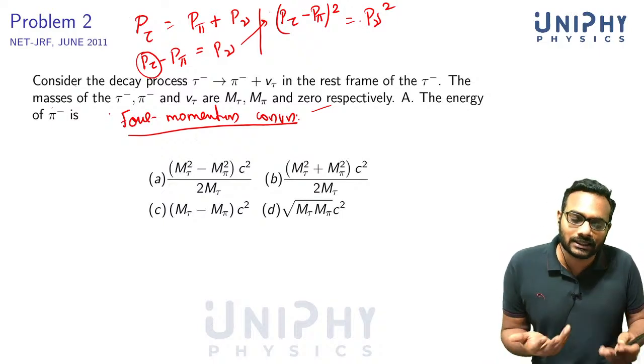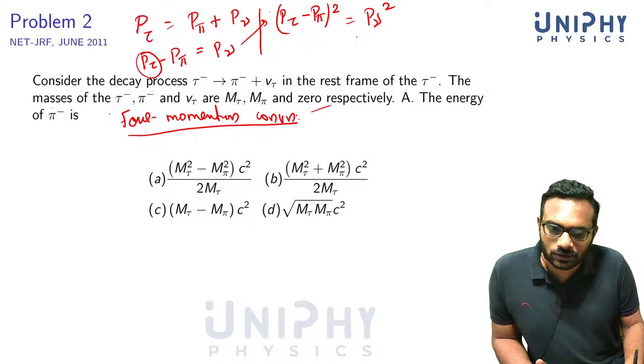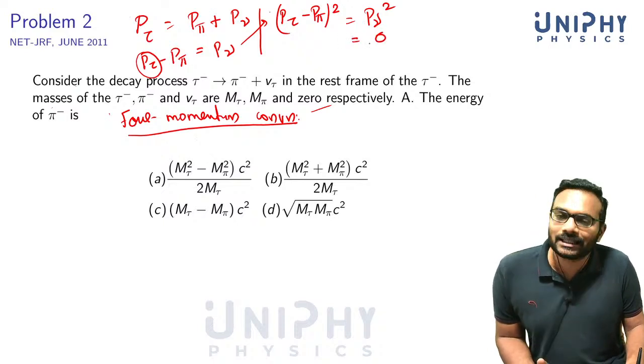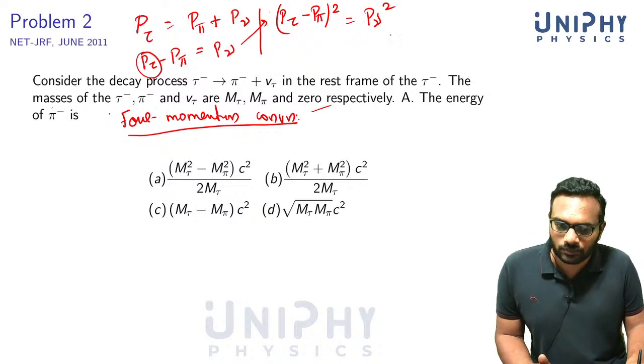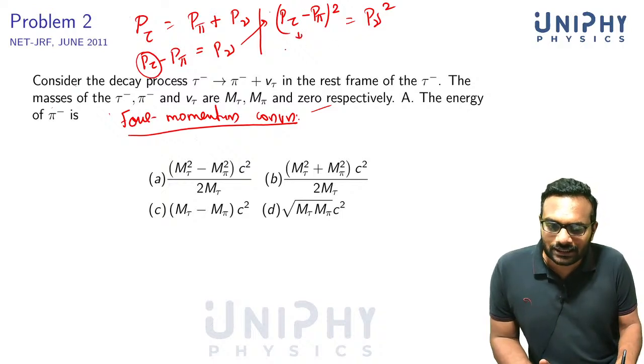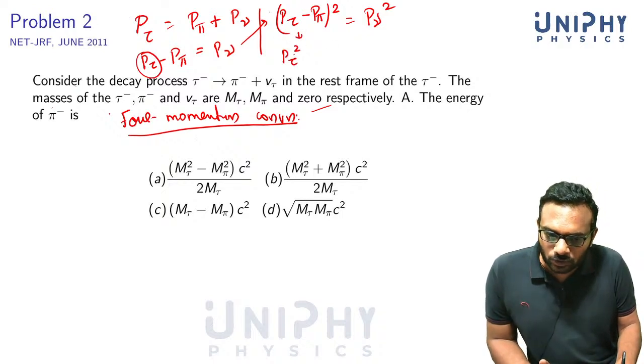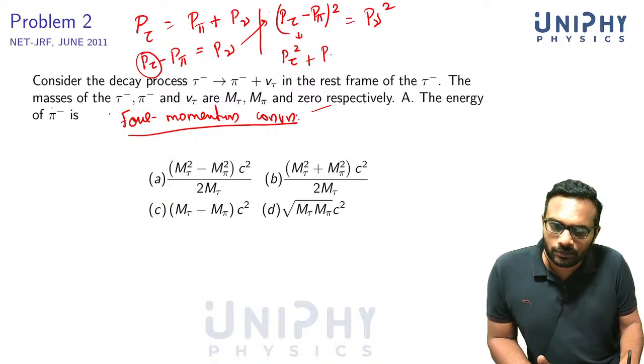We are taking the neutrino mass as 0, right? So we immediately get on the right hand side 0. That is very convenient. Now let's expand this. This is equal to p tau square, usual thing, plus p pi square.